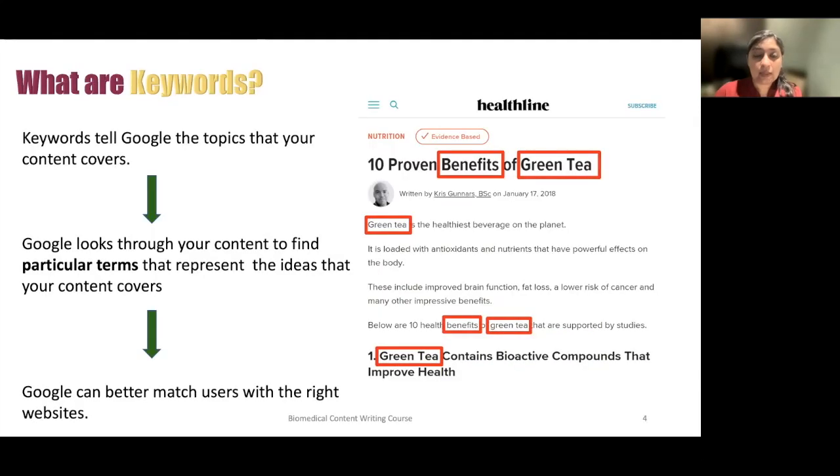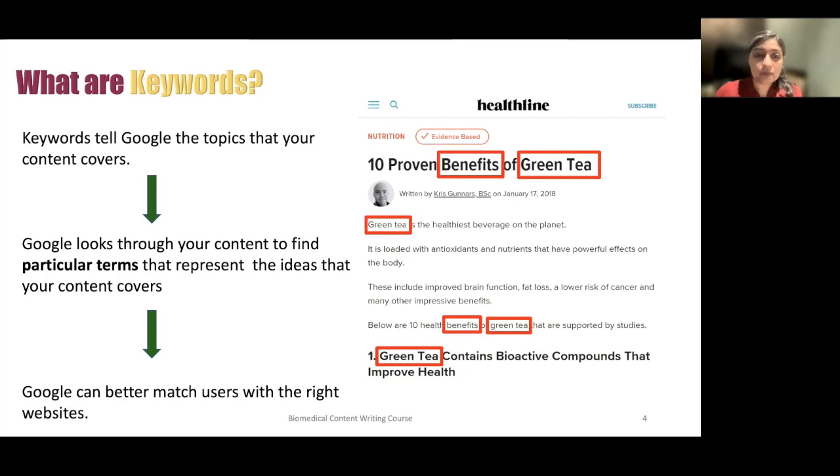So first, when we're looking at keywords, we need to define what they are. Keywords are specific words that tell Google the topics that your content covers. Google looks through your content to find particular terms that represent the ideas that your content covers, and Google can better match users with the right websites that way.